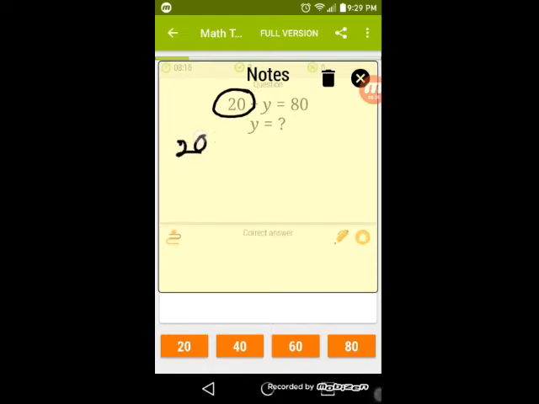So 20 plus y, which is what's there, then minus 20. Because we've done the opposite thing now to this thing we're trying to get rid of, equals 80. And now do the exact same thing on the other side, minus 20.